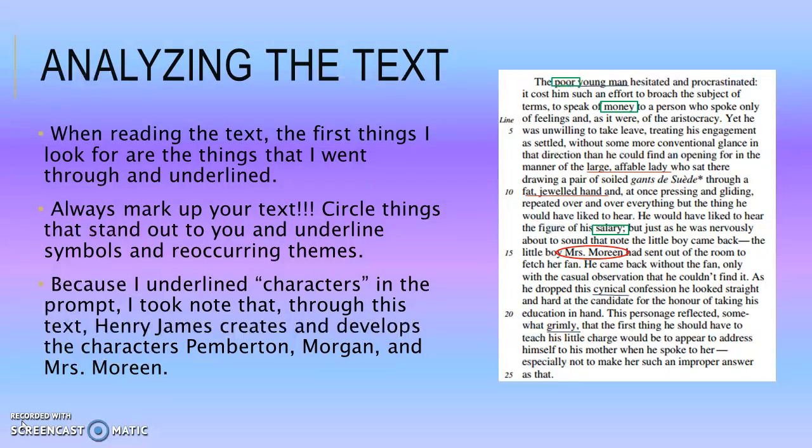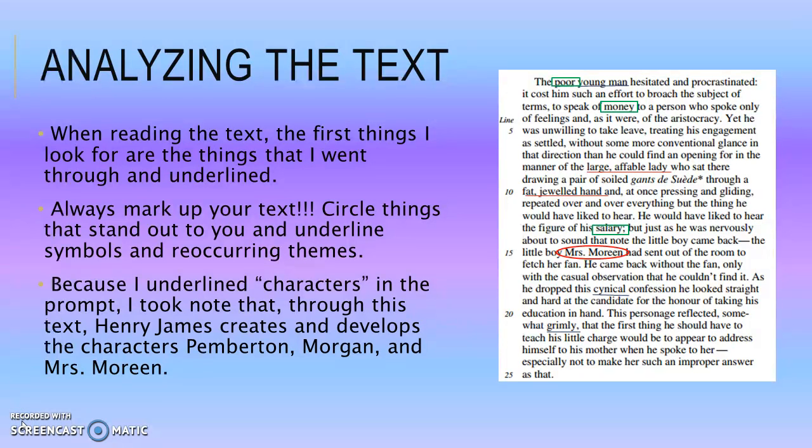After you analyze your prompt, the next thing you're going to want to do is go through and start to analyze your text. This is really important because it's what you're going to base your essay off of. So the first things that I went through and looked for when going through the text were the things that I underlined in the prompt. I underlined characters, so I took note that through this text, Henry James creates and develops the characters Pemberton, Morgan, and Mrs. Moreen.